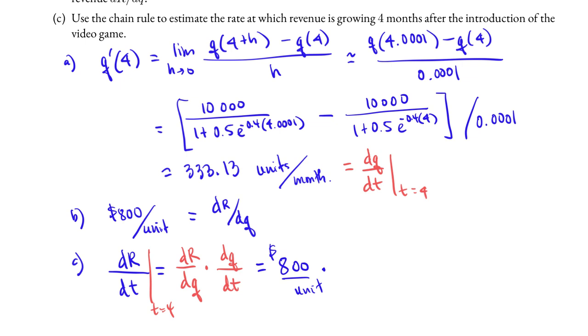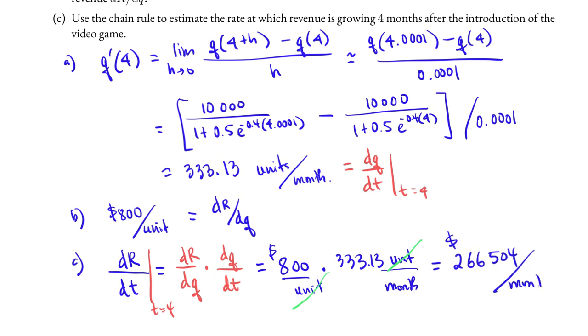We replace dQ/dt with 333.13. The unit is units per month. Observe that the units cancel out. We end up with dollars per month, which is the rate of the revenue with respect to time in months. Put it in a calculator, we'll get $266,504 per month. This is the rate the revenue is growing 4 months after the introduction of the video game. After 4 months, the revenue goes up by $266,504 per month.